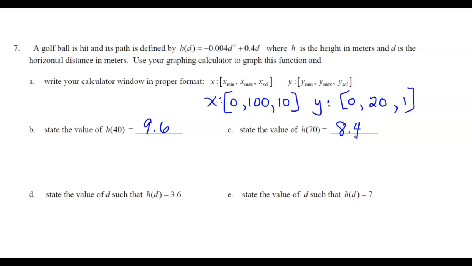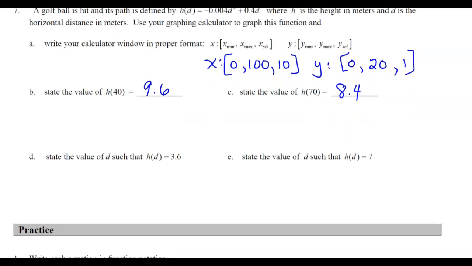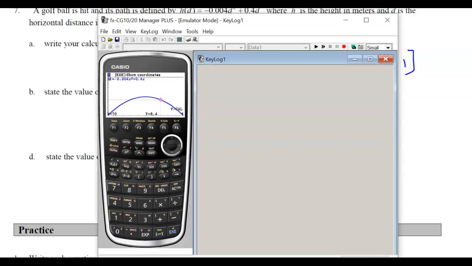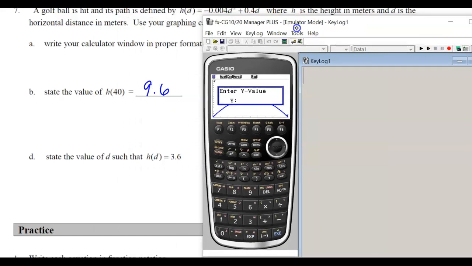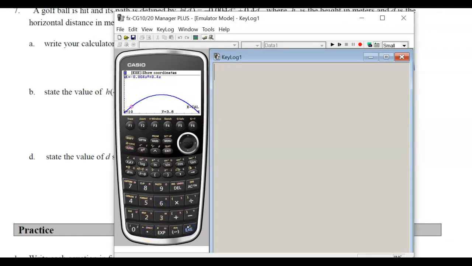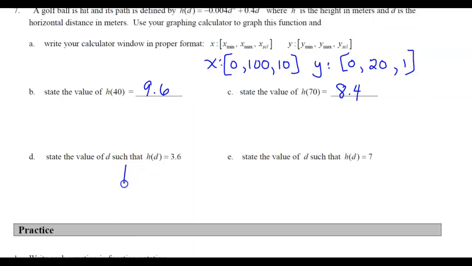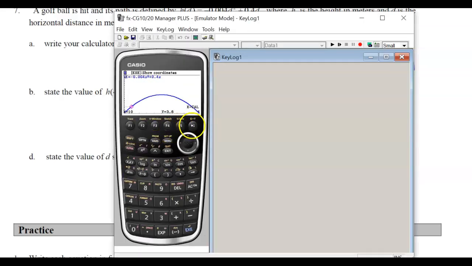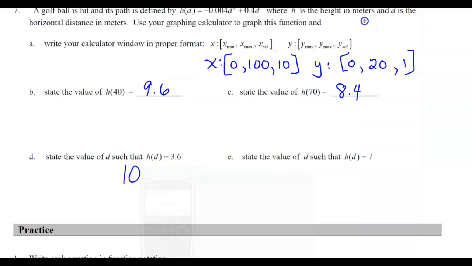Okay, now we're given the H value and we have to get the D value. So now in our Casio, I'll start with Casio this time in this case because it's the easier one right now. So now if I G-solve arrow, I'm going to do XCalc for a height of, what was it, height of 3.6, and it is 10. Okay, then a height of 7, so then I'll do the same thing. And it's 22.6 if I go to the nearest 10th.